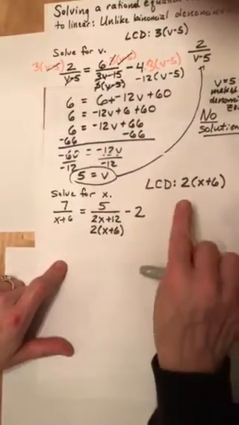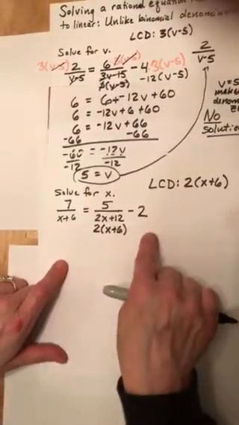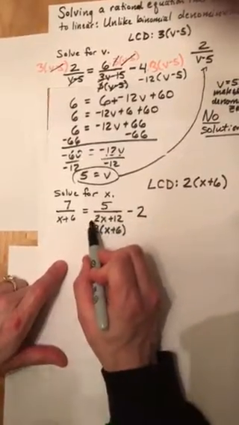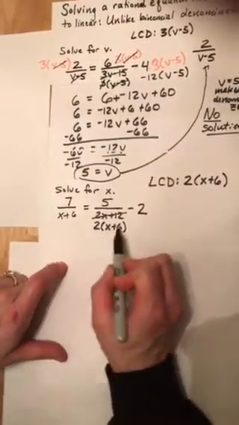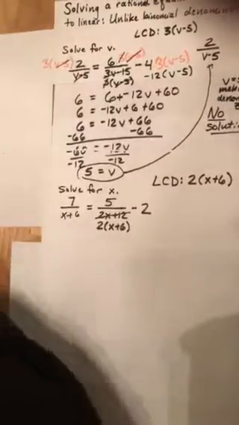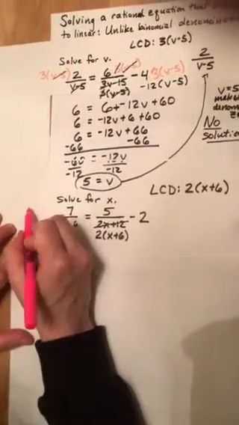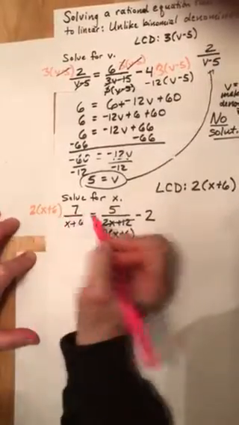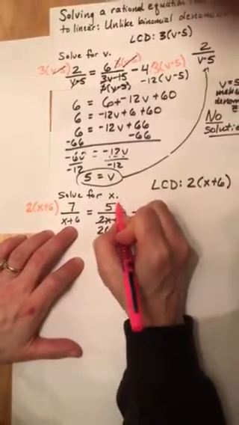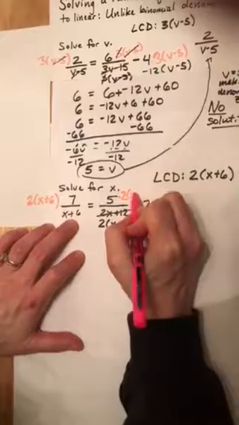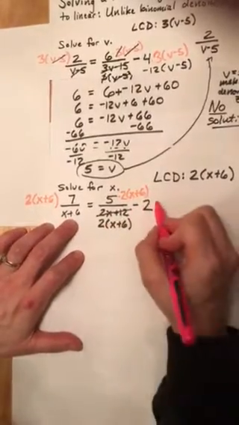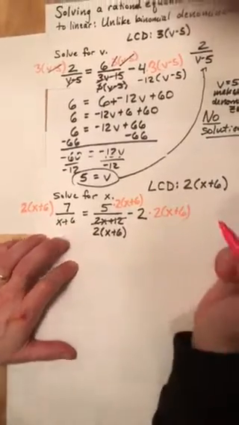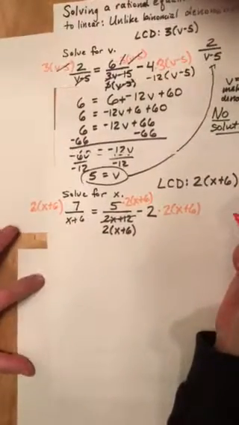So I'm going to multiply each individual term in this equation by 2 times x plus 6. So this is really the denominator rewritten. Okay, so multiplying by 2 times x plus 6 in that first term, multiplying by 2 times x plus 6 in the second one, and multiplying by 2 times x plus 6 in this third term. Okay, so let's see what happens.